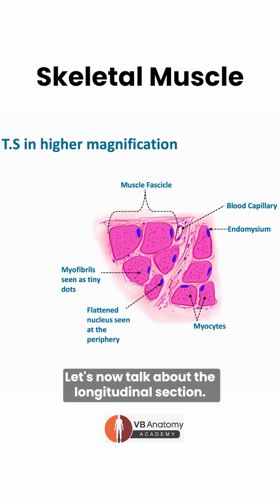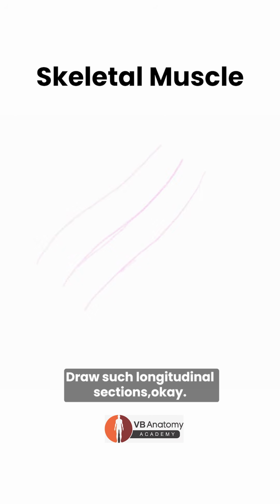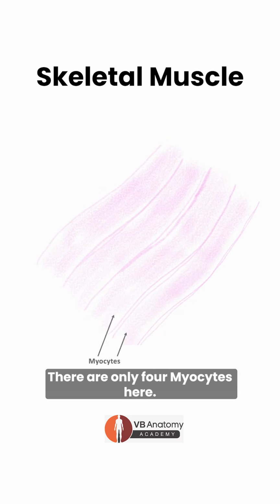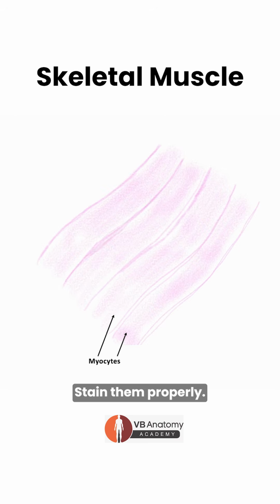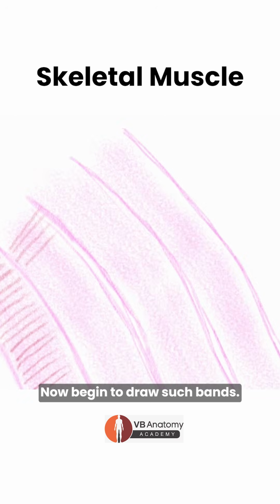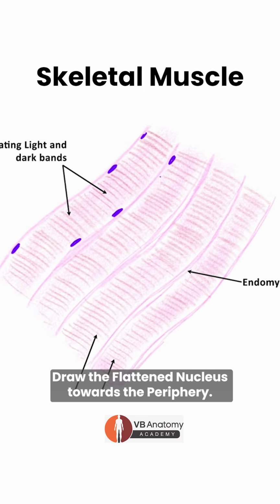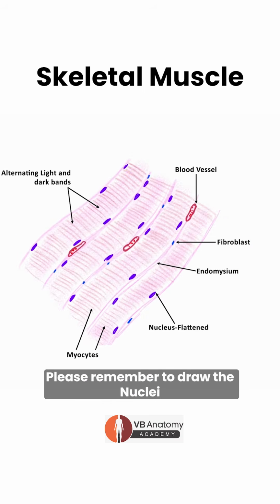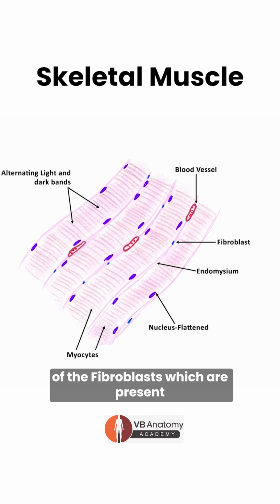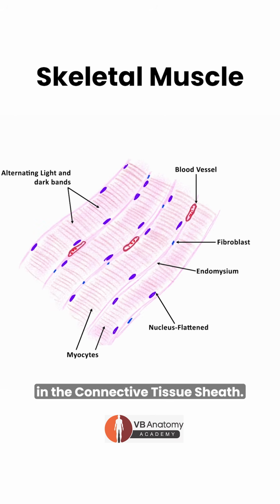Let's now talk about the longitudinal section. Draw such longitudinal sections. Okay, there are only 4 myocytes here. Draw them properly. Now begin to draw such bands. These are light and dark bands. Draw the flattened nucleus towards the periphery. Please remember to draw the nuclei of the fibroblasts which are present in the connective tissue sheath.